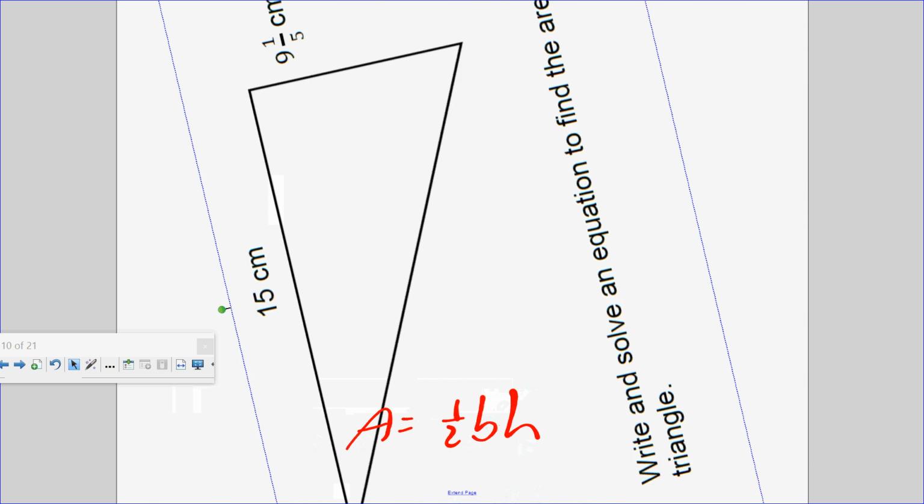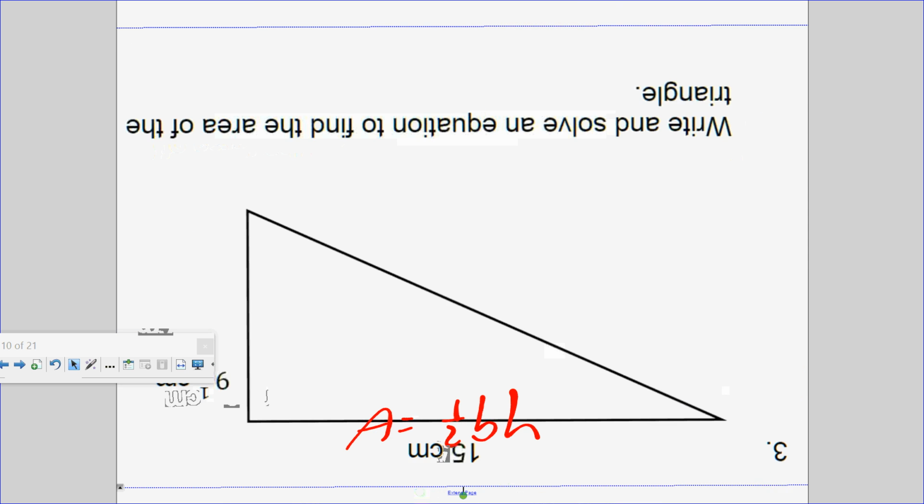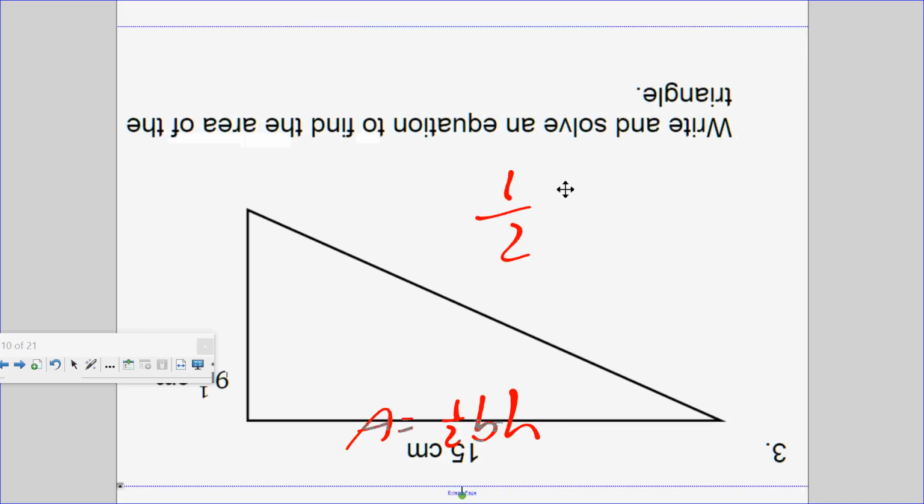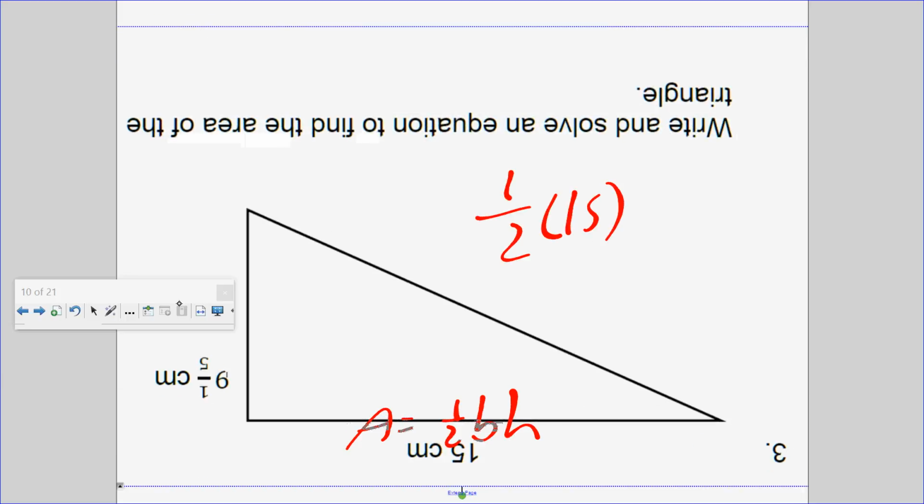If I flip this around, what would the base be? The base would be 15. The height would be 9 and 1/5. So, what would you like to do? Would you first like to multiply? Many ways to do it. You can multiply the base and the height, then divide by 2. So you know what? I'm going to multiply.